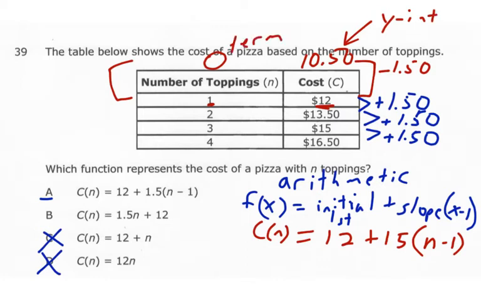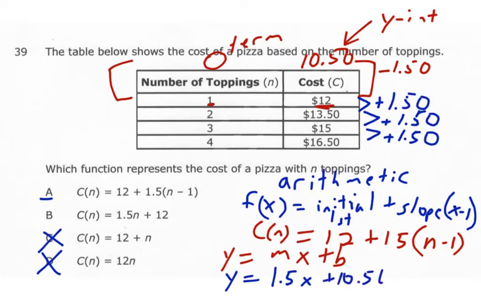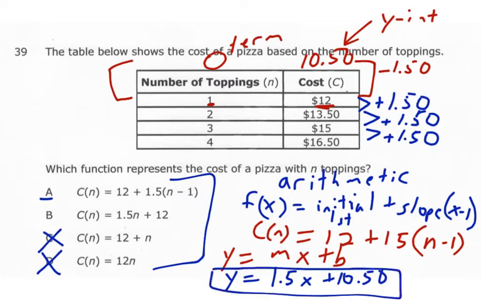So another way to write this is using slope-intercept form. So we can do y equals mx plus b, where m is my slope. So it would be y equals 1.5x plus, and then my initial amount would be 10.5. Now the only problem is that A and B, the only two plausible solutions, are not written in that form. So which one of those is technically equal to this would be the question.